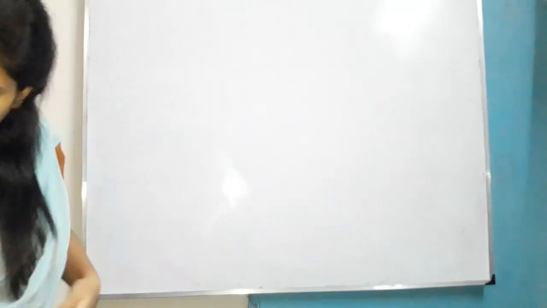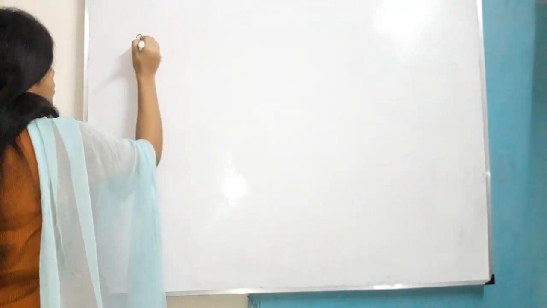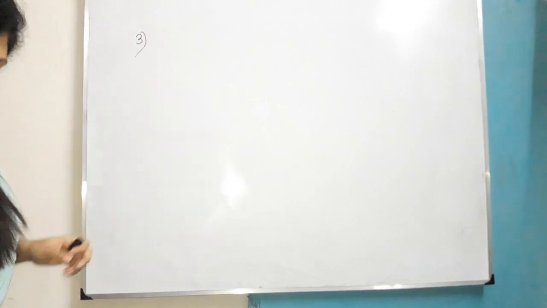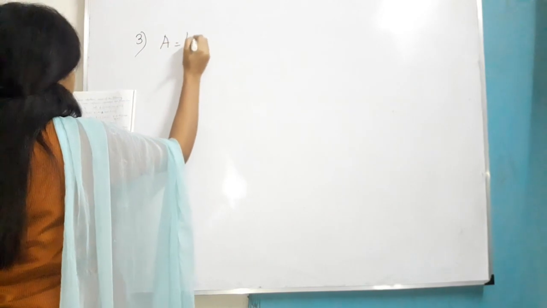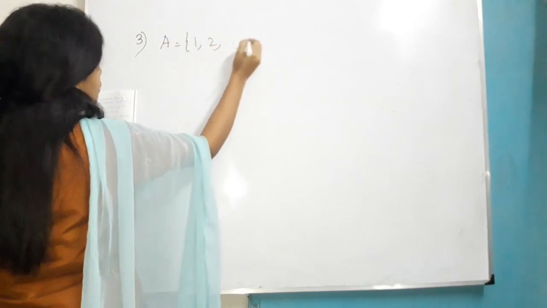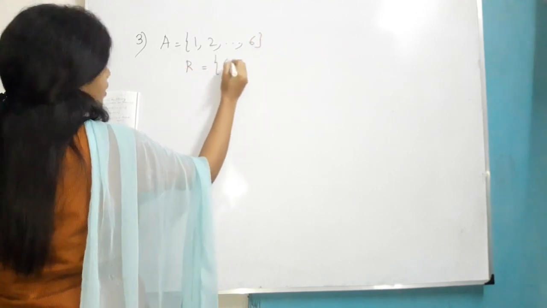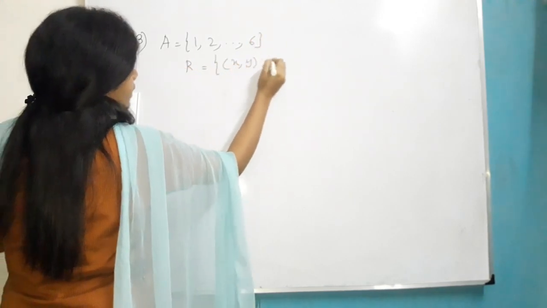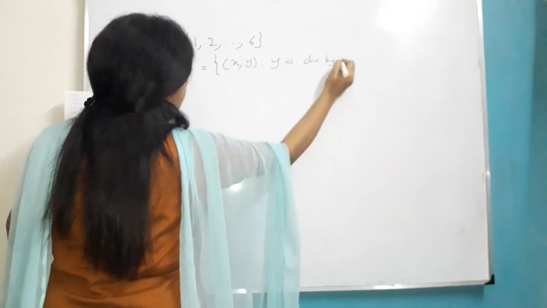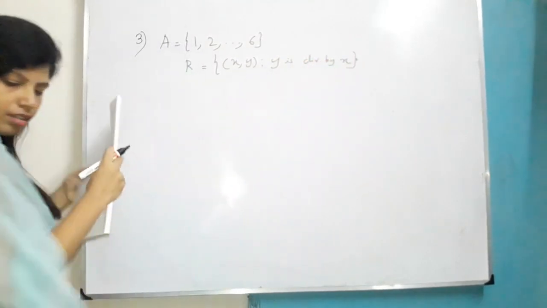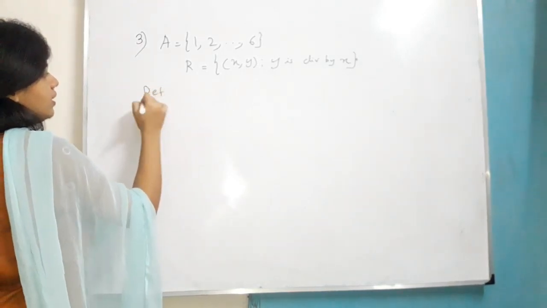Next example. Number 3, I will take the set capital A equals 1 to 6 and the relation is xy such that y is divisible by x. So first I will start with reflexivity.